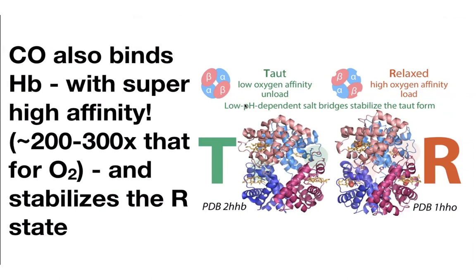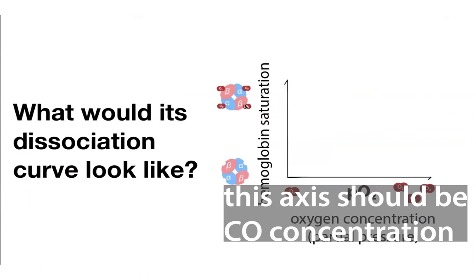What it's going to do is stabilize the R form. Remember, the R form is the one that wants oxygen. So what would its dissociation curve look like if it has this really high affinity? Go ahead and sketch it out on your sheet. Basically, you would expect something like this. It's still sigmoidal because you're going to stabilize the states. So you bind one, you shift it to the R state, and then you quickly bind a bunch more. And so you get a curve that's something like this.